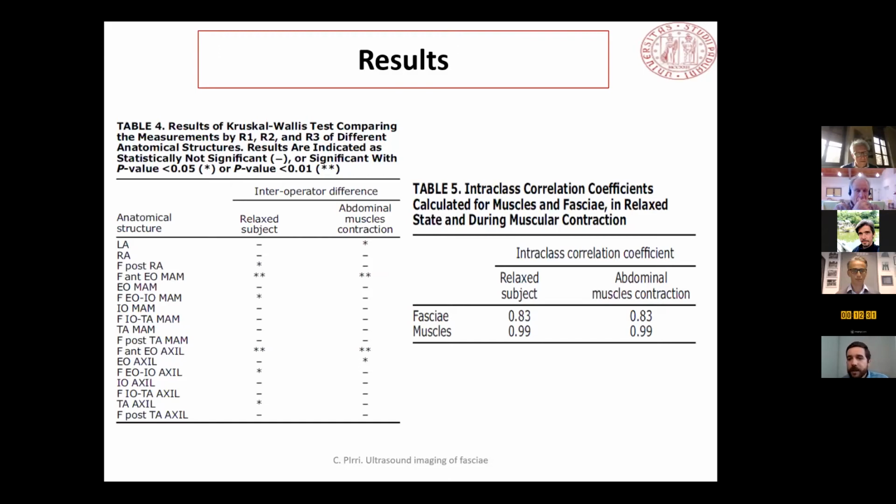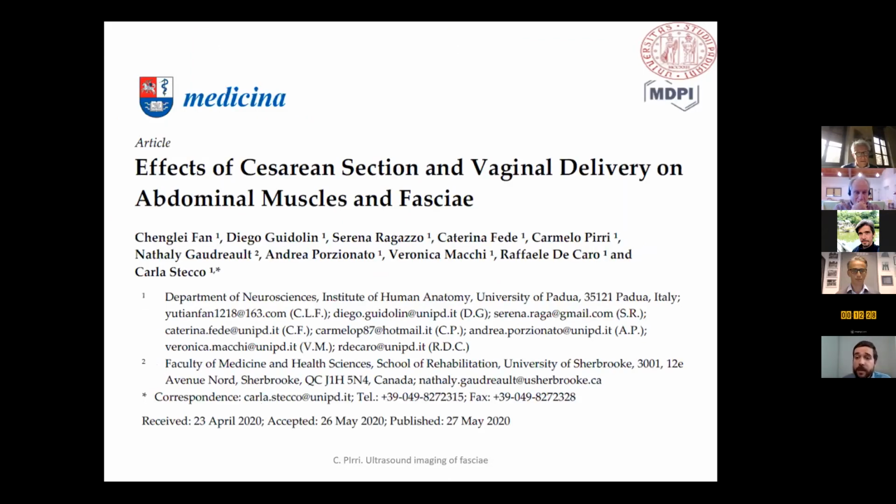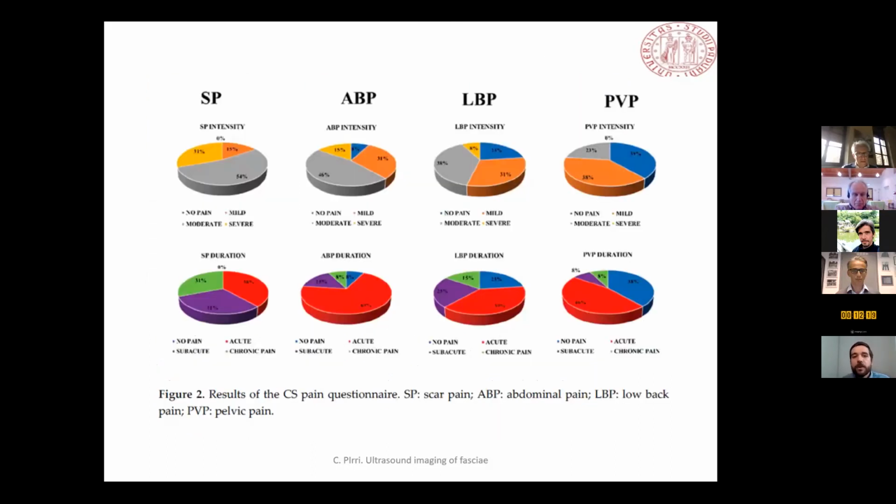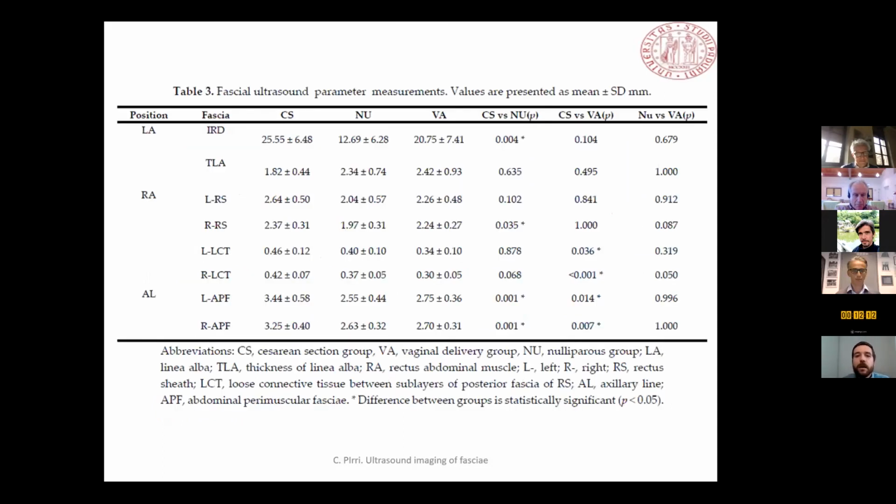The translation of this is another paper about the possibility to use this protocol for patients with cesarean and vaginal delivery. In this population with scar pain, low back pain, and pelvic pain, it is possible to find a significant difference between cesarean section, vaginal delivery, and nulliparous people. So we can use this thickness parameter to underline the difference and correlate the possible role of the fascia in this pain.